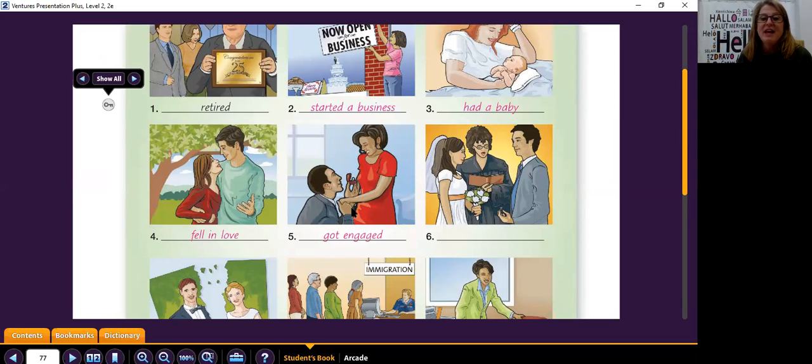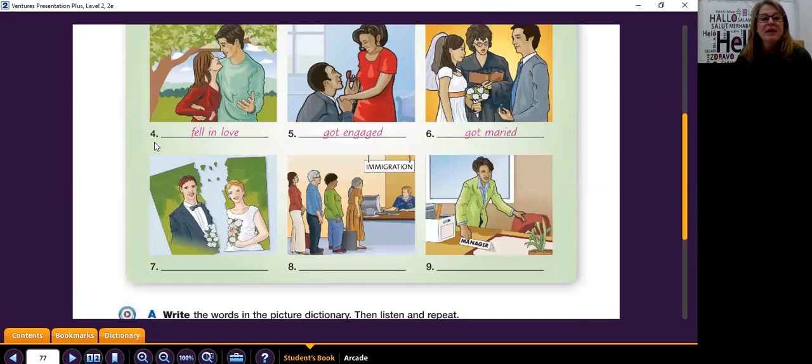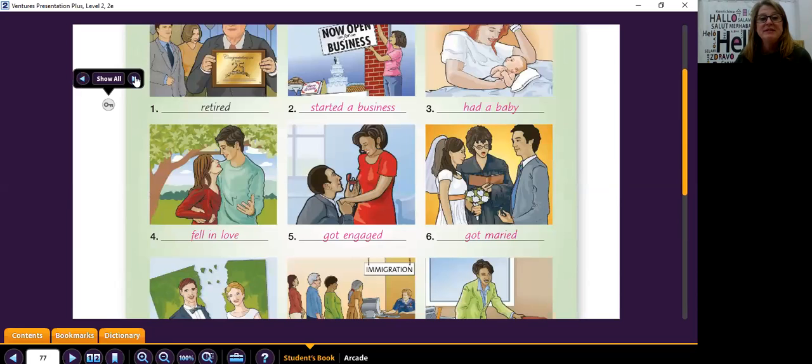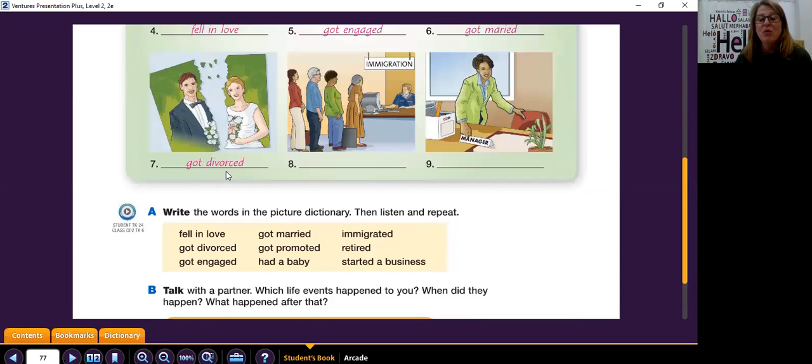Okay, number 5, got engaged. Yeah, there we go, the ring. He's saying, oh, will you marry me? Okay, number 6, got married. Typically wearing white and a suit, and a pastor or some sort of officiant performing the marriage. All right, let's see here. Oh boy. So they are married, or that is a picture of their wedding, and it is ripped in half. So that means, whoops, that they got divorced.